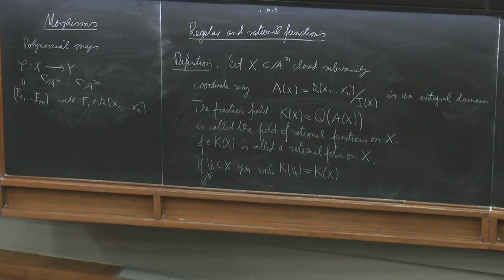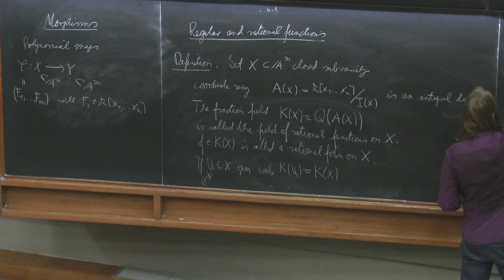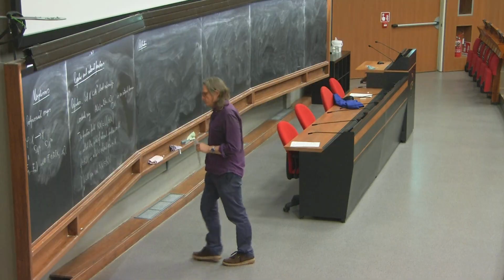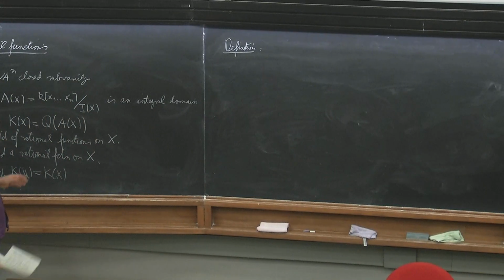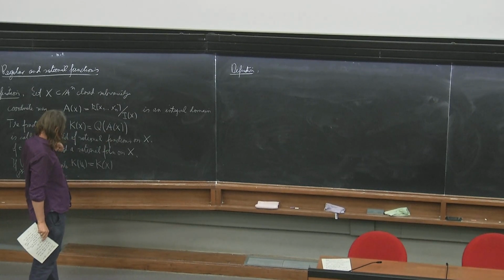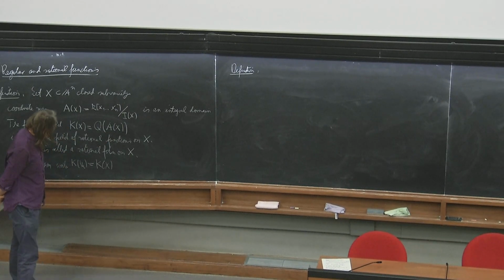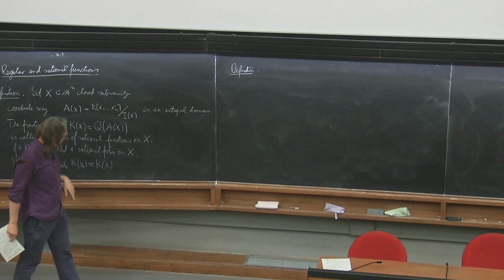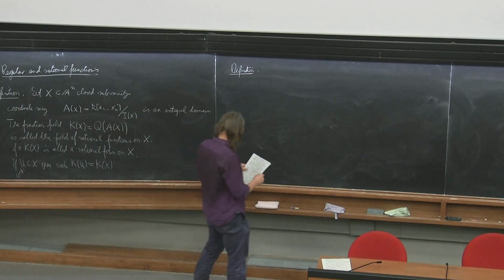Now, as I said, elements in K(X) define functions on open subsets of X. So let me define this. Basically, a quotient f divided by g in the fraction field of A(X) will be defined at a point P in X if I can write this as f divided by g such that the denominator is not 0 at P.